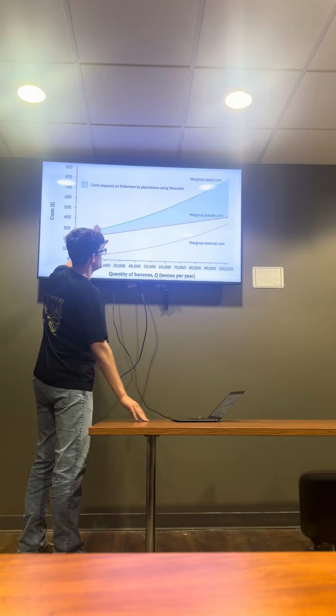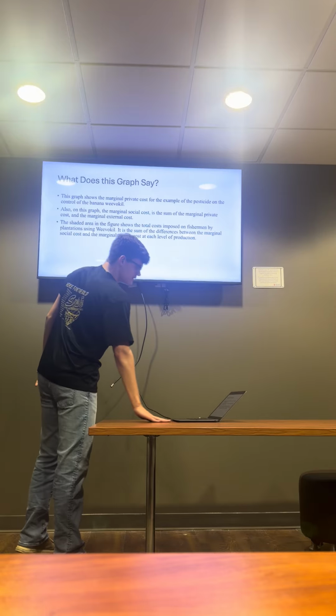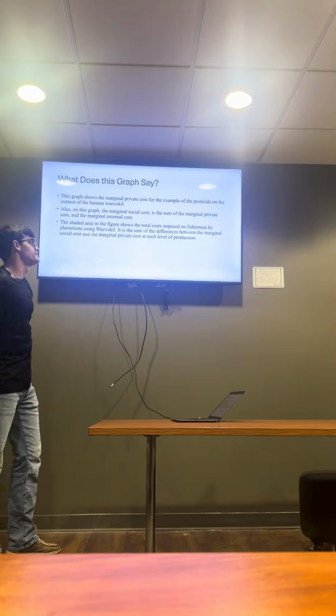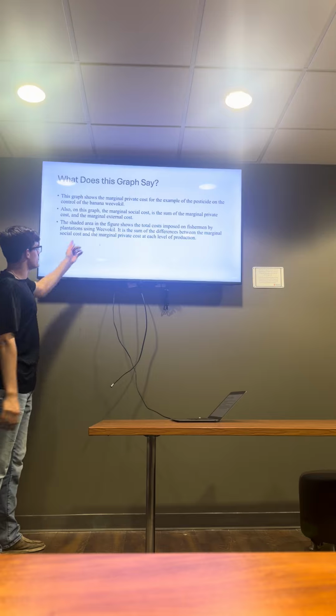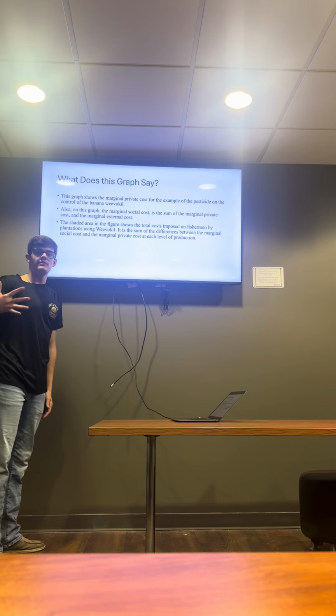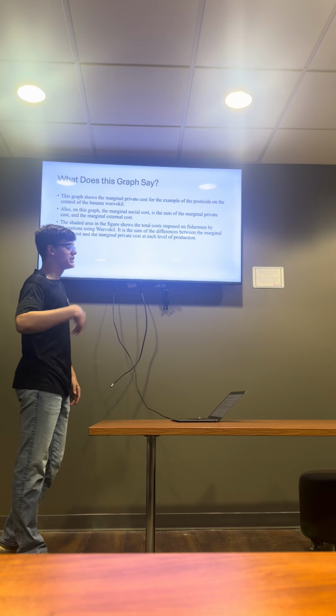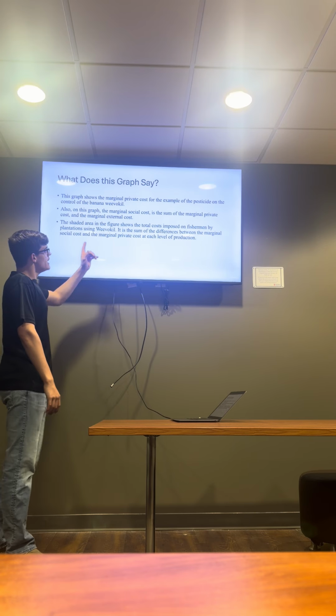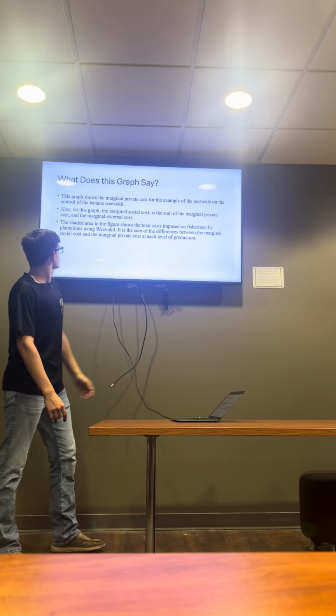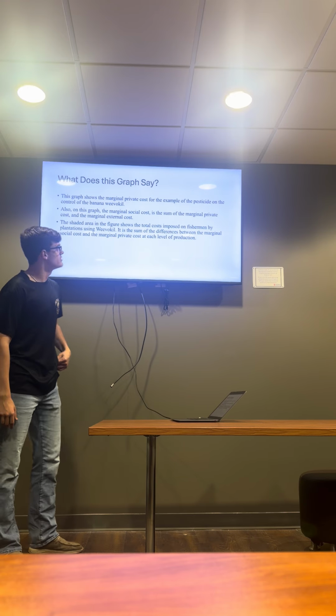As shown here, we also have a green shaded area. The shaded area in the figure shows the total cost imposed on fishermen by plantations using weevil kill. Weevil kill is the chemical, or the pesticide, used to kill these beetles. It is the sum of the differences between the marginal social cost and the marginal private cost at each level of production.